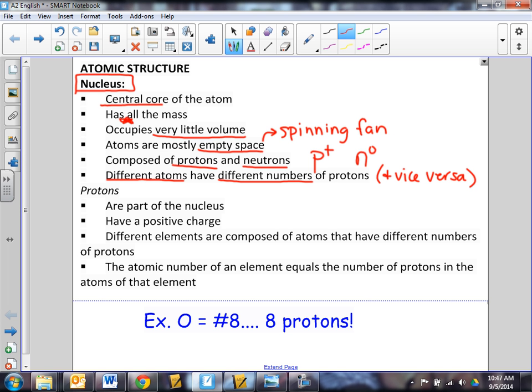So that is what the nucleus of an atom is. It's the central core. It has all the mass. It occupies very little volume. Most of an atom is empty space. There are protons and neutrons, which you can represent symbolically, and different atoms have different numbers of protons. Vice versa is true. Same type of atom, same number of protons. Does anyone have any questions about the nucleus in general? Because we'll talk about each of the two particles, protons and neutrons, specifically.